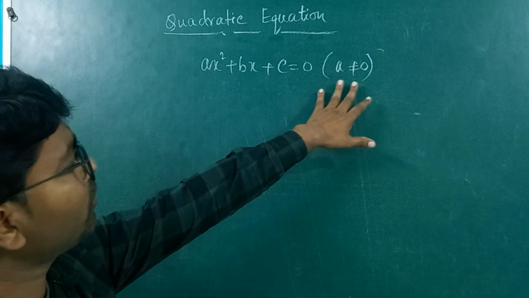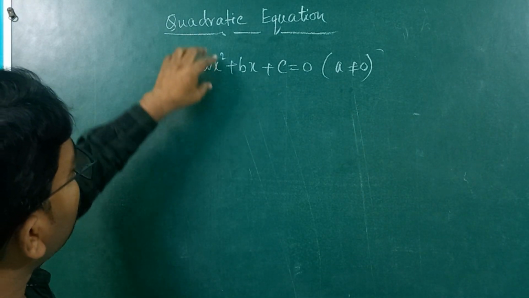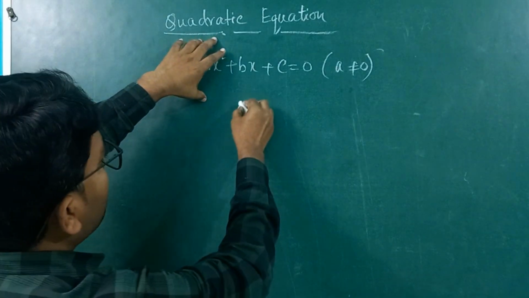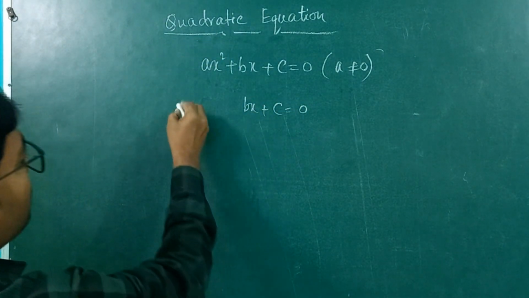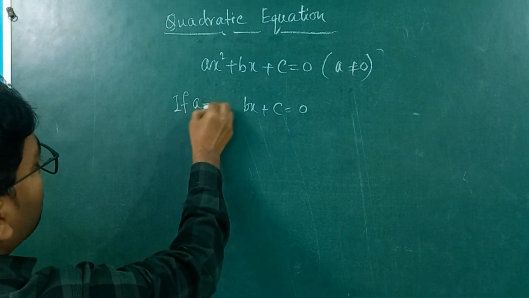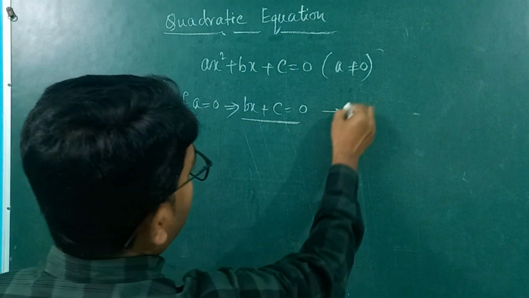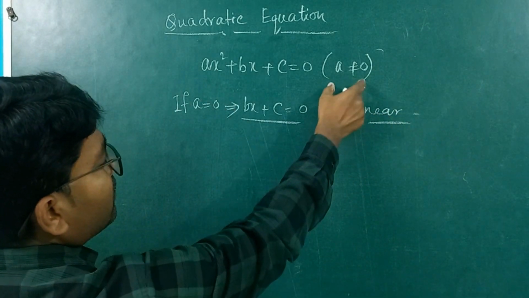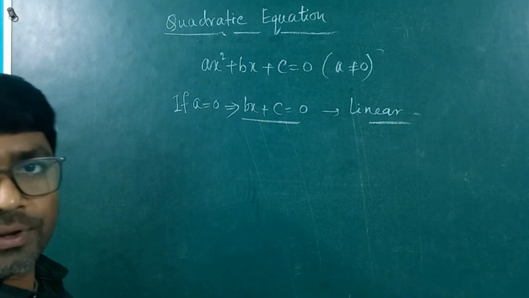Why should a not be 0? Because if a is 0, then this x square term vanishes. Then it becomes bx plus c equal to 0, if a equal to 0. And which one is that? That is linear. That's why this restriction must be imposed in the quadratic equation.